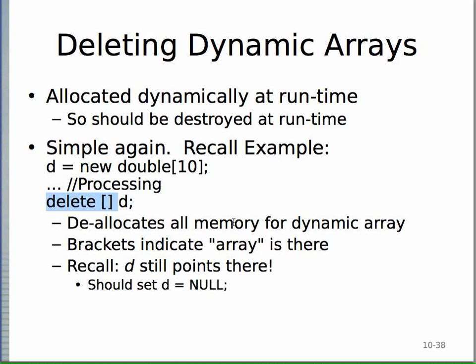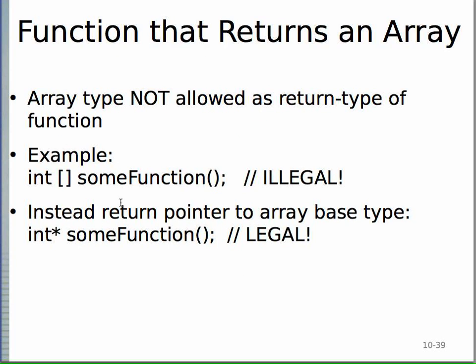So this deallocates all the memory for this dynamic array. The brackets indicate that there's an array, it's not just a single location. After this delete is done, d still points to that memory location, so to make sure you don't accidentally use that memory location, which is now maybe used by some other part of your program, you should set d to null. That's always a good practice: set your deleted variables equal to null as soon as possible.